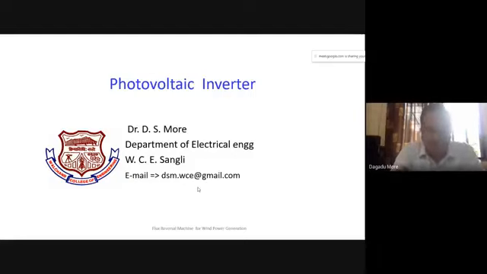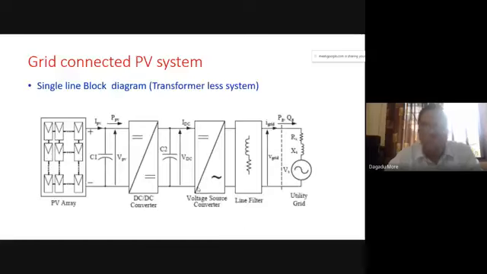inverters, which will be required for solar power generation, or solar power we want to feed to the grid. We'll just take a review quickly of what we have done last time. So there are two systems. We have shown here a generalized single line block diagram of a transformer-less system. We don't have a transformer between the grid and the PV panel system.